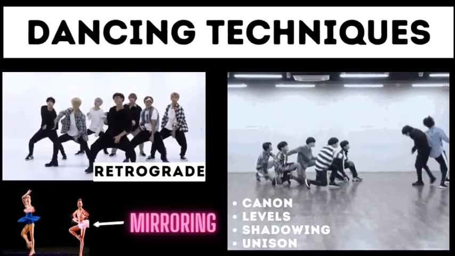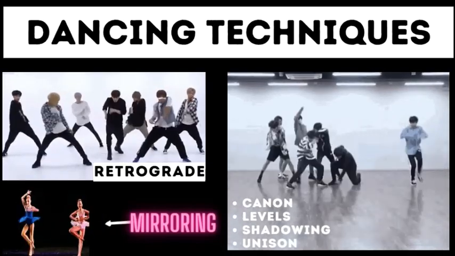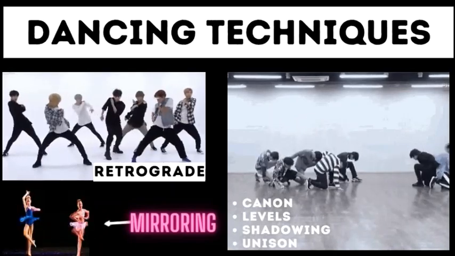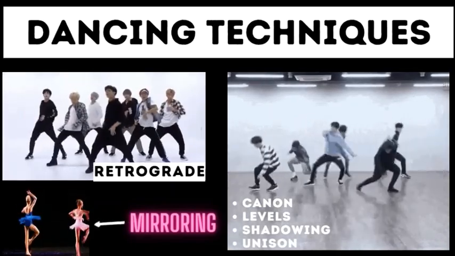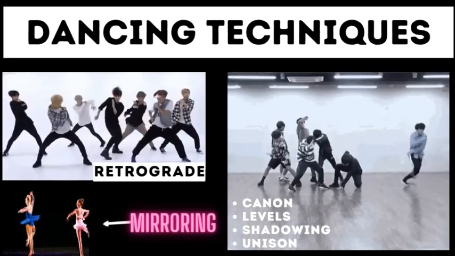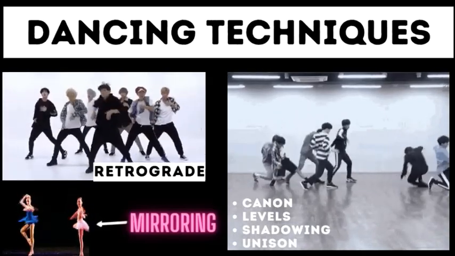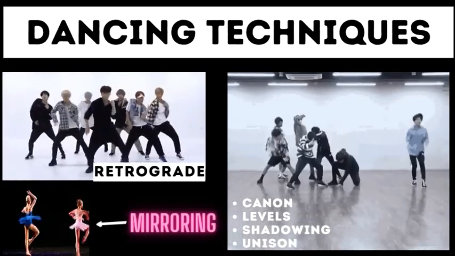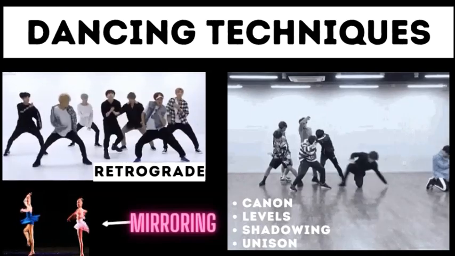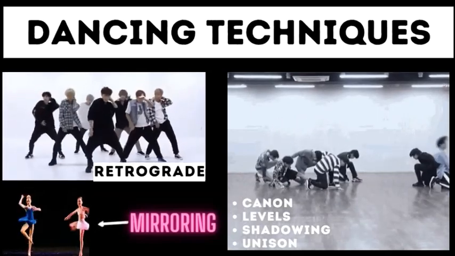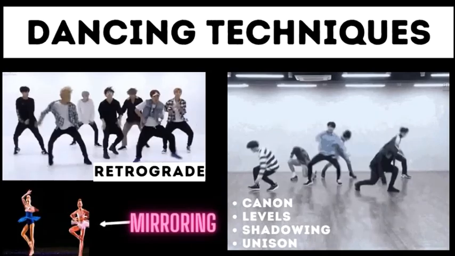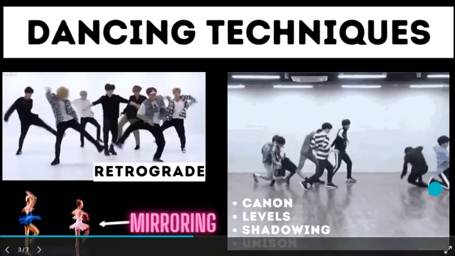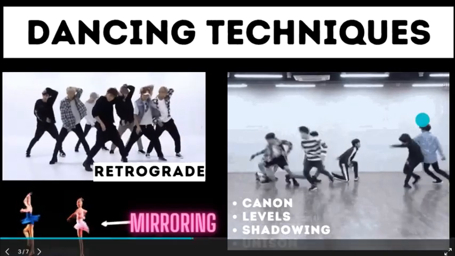Pag sinabi naman pong canon, the performers do the same movement one after the other. Kumbaga, hindi sila nagsasabay-sabay. Pa-isa-isa. And then, we also have the level. So, yung ibang mga dancer ay nakatayo, nakaupo, ganyan. So, magkakaiba ang nagiging movement in terms of dancing. In terms of shadowing naman, it's standing one behind the other or even performing the same moves. So, for example, this one, nagsha-shadowing silang dalawa.